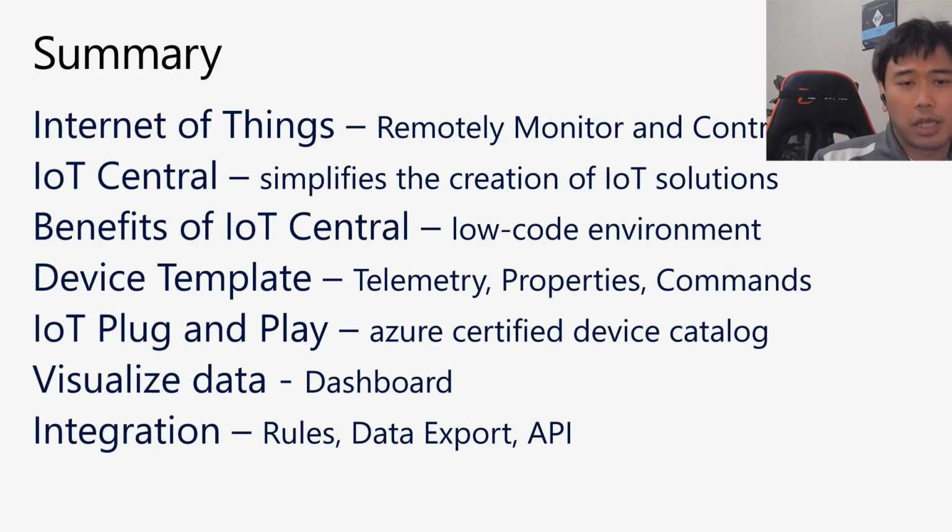IoT Plug and Play. We did talk about the device catalog, where you can find existing devices out there that can help you get started. Visualizing data. We talked about how to create a dashboard and the ways you can monitor what's going on with that device. Integration. We did talk about rules, the data export, and the REST API. Gave you examples on how to create a rule, how to do a data export, and how we would use the REST API for our companion apps or to extend its capabilities.